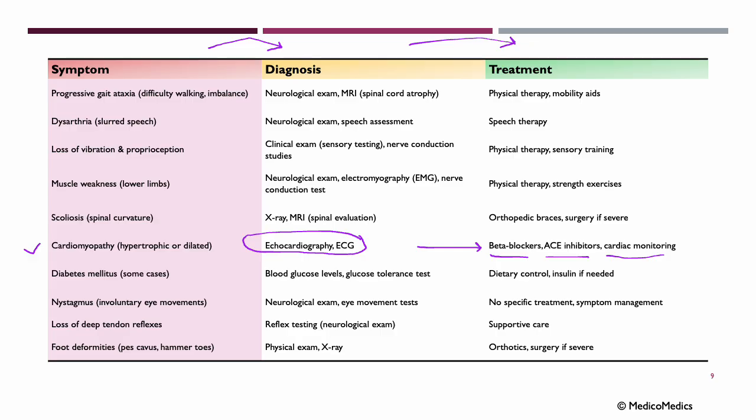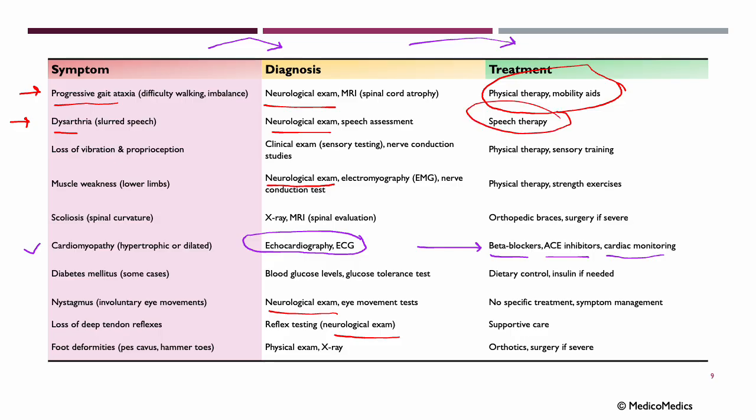But what you see here are a lot of neurological symptoms. So neurological exam will be most prevalent here. And so, for example, if we have progressive gait ataxia, we can provide mobility aids and physical therapy. In dysarthria, so slurred speech, we can provide speech therapy. For muscle weakness or issues in proprioception, physical therapy, strength exercises.